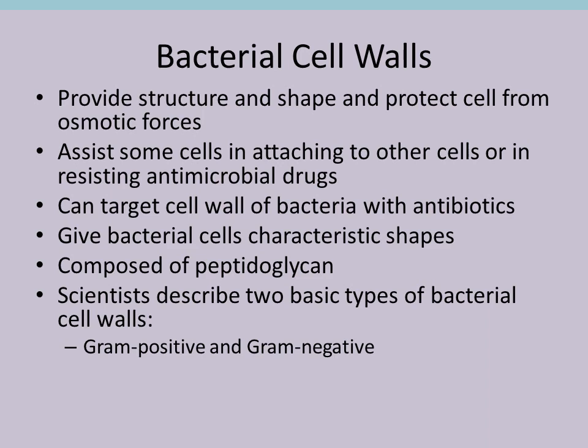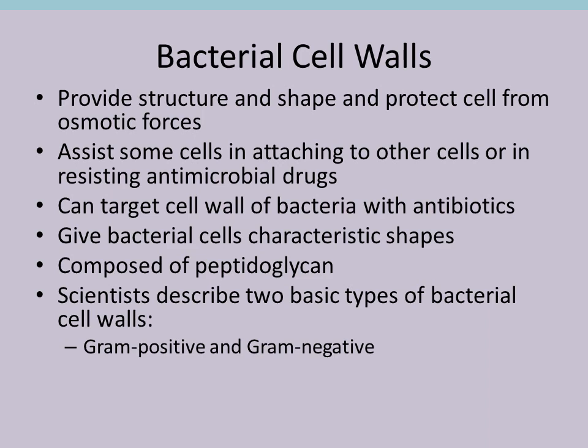Bacteria, the majority of them do have a cell wall. There are a few that don't, but the majority of them do have a cell wall. It helps to provide the shape and structure for the cell. It helps to protect the cell. Sometimes the cell wall can help the cell itself to attach to other cells. The cell wall can protect it and help resist the effects of antibiotics. Oftentimes with new antibiotics, that's one thing we can do is develop an antibiotic to target the cell wall of the bacteria. The cell wall is what gives the characteristic shapes to the bacteria, so obviously it's very important.